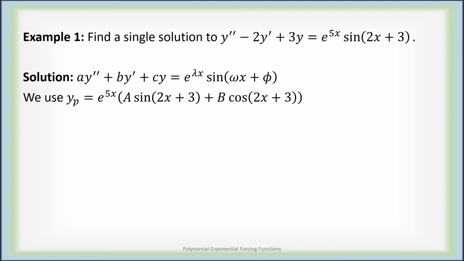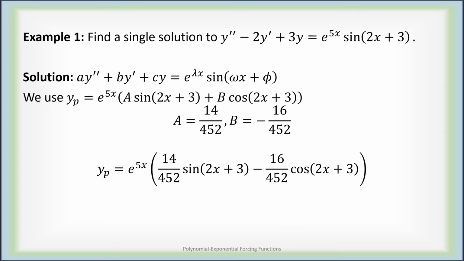Okay, so with our particular solution being only in terms of capital A and capital B, which we've now computed, I can say that our particular solution is e to the 5x times 14 over 452 times the sine of 2x plus 3, minus 16 over 452 times the cosine of 2x plus 3. And yeah, those fractions can probably be simplified. I mean, they definitely can. But that's not really a big deal, and it's not really the interesting part of this problem.